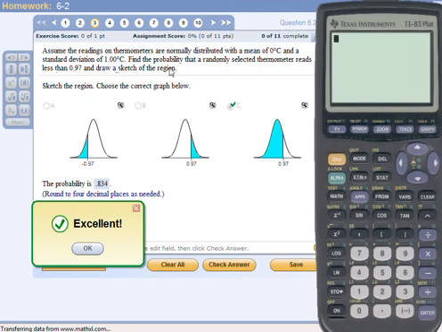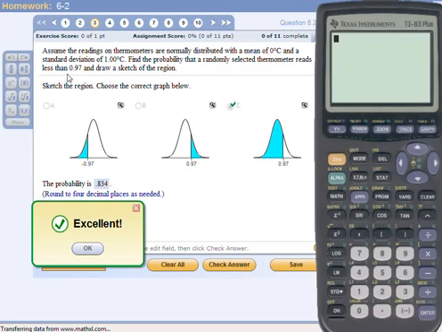Find the probability that a randomly selected thermometer reads less than 0.97 and sketch and draw the region. So, let's look at the 3 options here. And the details will be from the book, but let's just look at these 3.